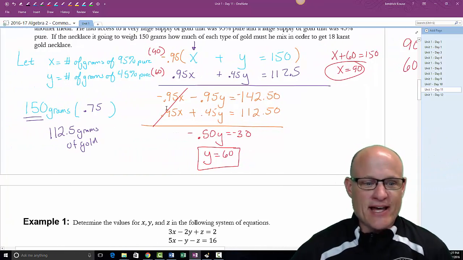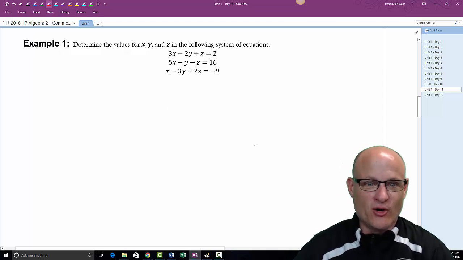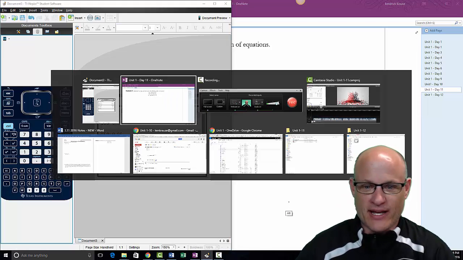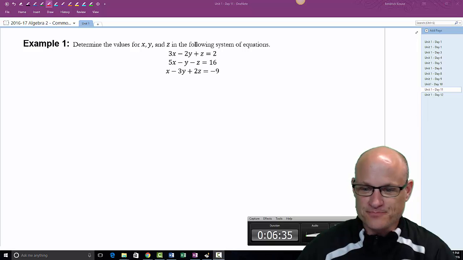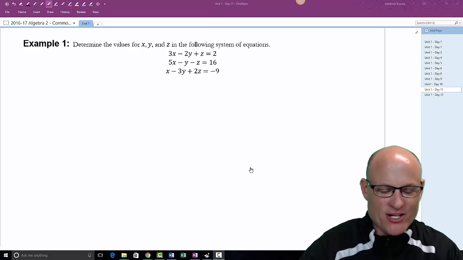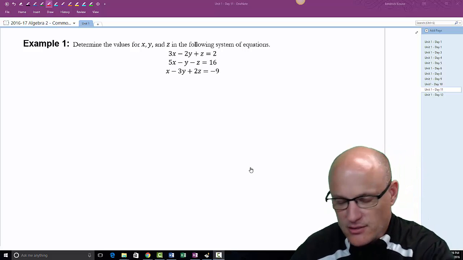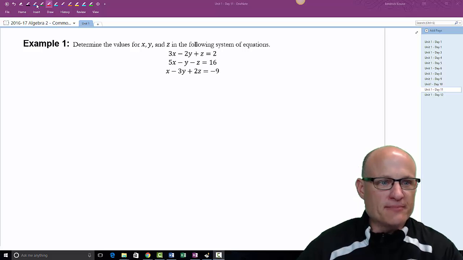All right, now comes the fun. 3 equations, 3 unknowns. Oh my gosh, we're going to have some fun with that. I'll be back. Okay. So here's how this is going to work. Step 1 for me.